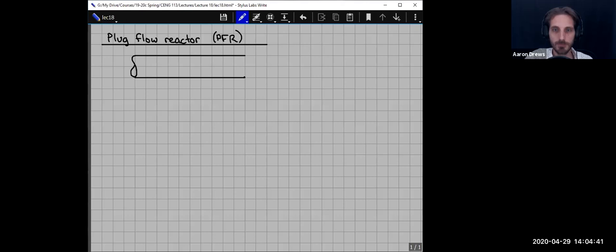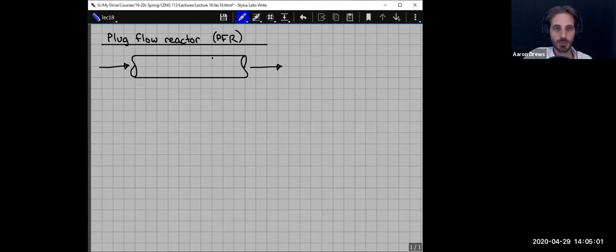My professor back in 2000, I'm probably going to date myself here, it must have been like 2006, something like that, taught me how to draw pipes like that. So now I draw my pipes like that. So you have a big pipe, fluid going in, fluid going out.